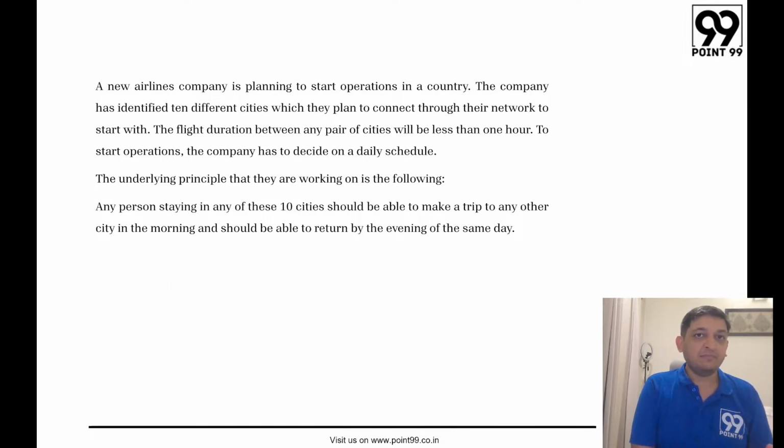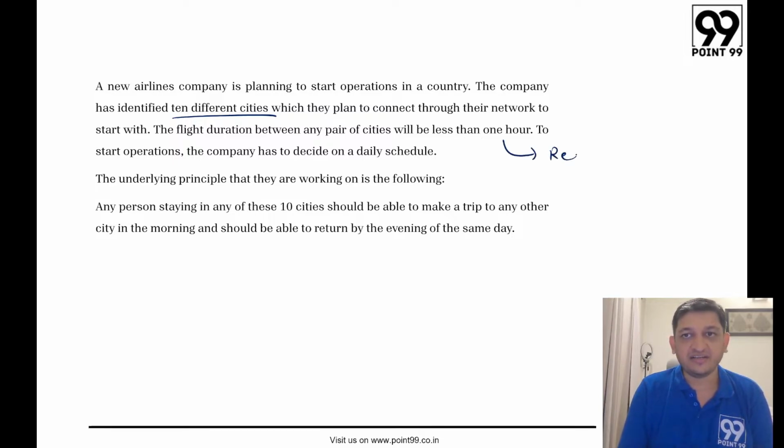Now, a new airlines company is planning to start operations in a country. Straightforward. The company has identified 10 different cities, which they plan to connect through the network to start with. The flight duration between any pair of cities will be less than 1 hour. Now, this is something that we call a red herring.